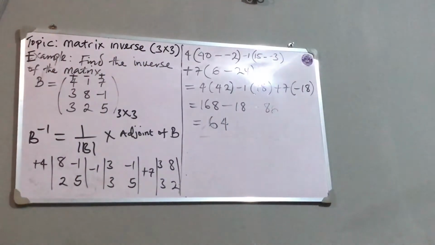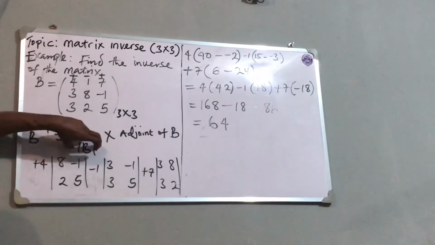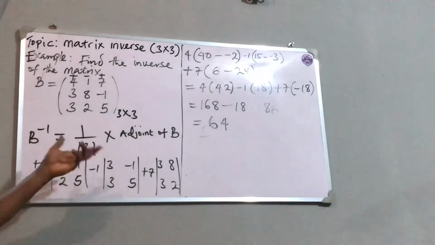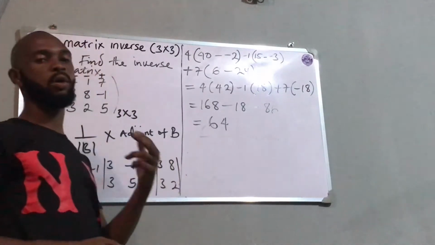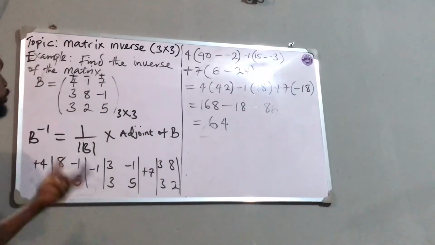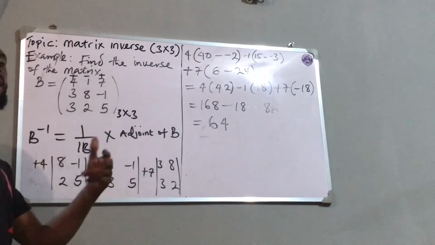Now, since my determinant of B is 64, I need to find my adjoint of B. How do I get my adjoint of B? Remember I told you that you need to find the cofactor. After the cofactor, you transpose. After transposing, then you find the minor.